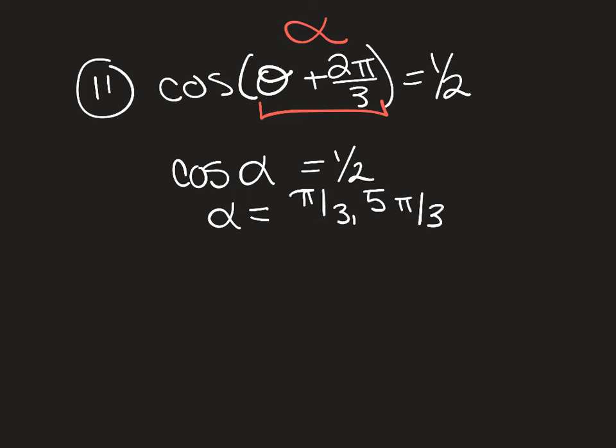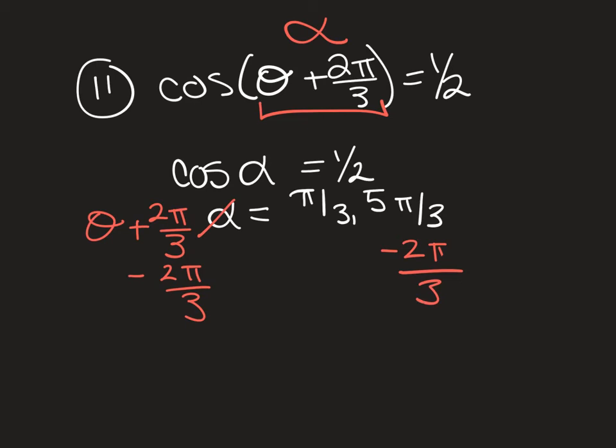But I did not have alphas. I definitely had a theta plus 2 pi over 3. So to solve for theta, I'm going to subtract my 2 pi over 3 and subtract a 2 pi over 3.